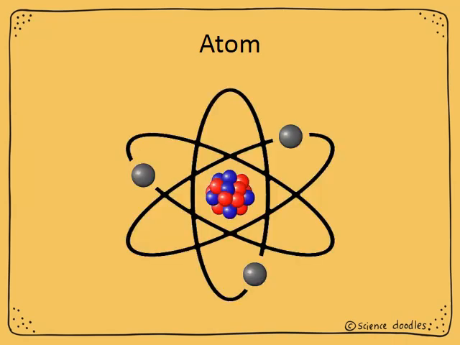So here is what's called a Bohr model. It's basically just a representation or a model of what an atom might look like. We honestly don't know this is exactly what it looks like. This is how we draw it so that it makes more sense to us.